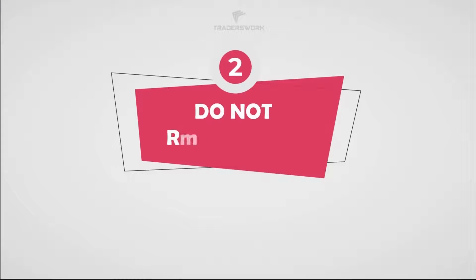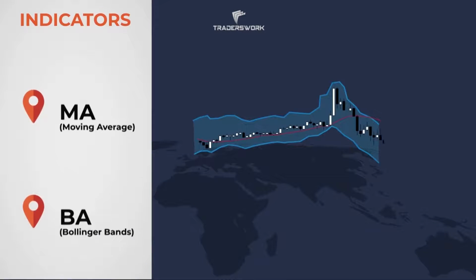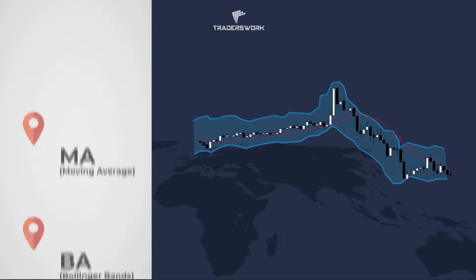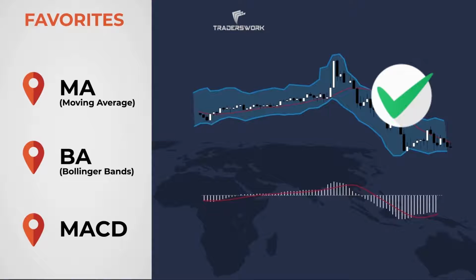2. Do not rely on the forecast of one indicator. Always use 2 to 3 indicators. Compare their signals to confirm your decision. Pick out your favorite indicators and oscillators and make sure you understand the signals they give you.